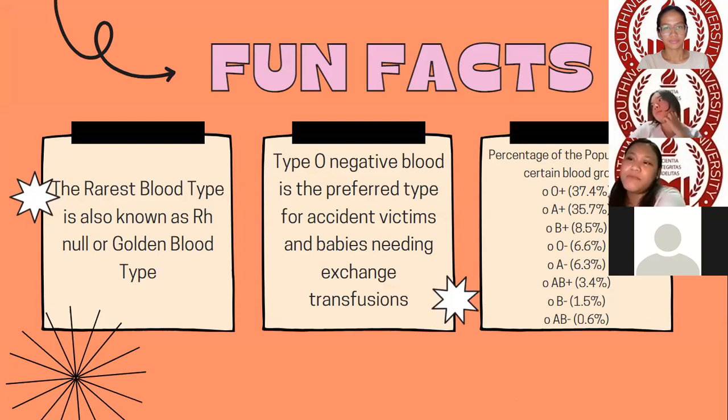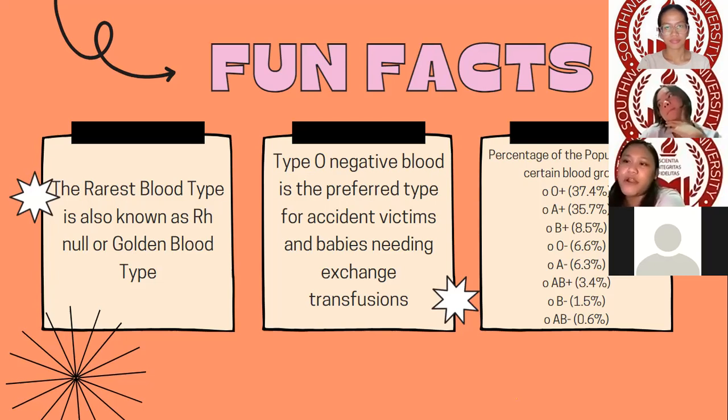The golden blood type, or the Rh null group, contains no Rh antigens in the red blood cells. This is the rarest blood type in the world, with less than 50 individuals having this blood group. The worry with this is that donations are incredibly short in supply and difficult to obtain.